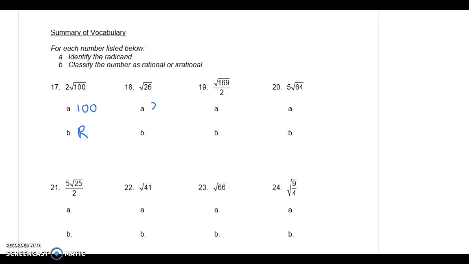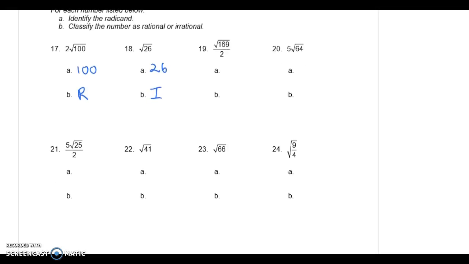On 18, we have 26. 26 is not a perfect square. So if I were to try and simplify that, I would still have numbers left in the radicand that would leave an irrational number. The numerator and denominator would not both be integers.